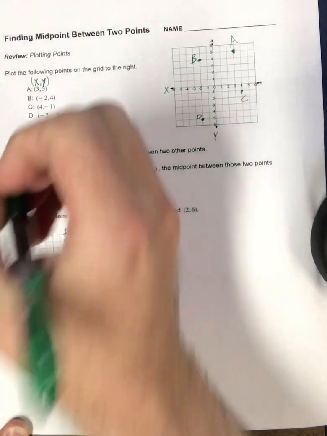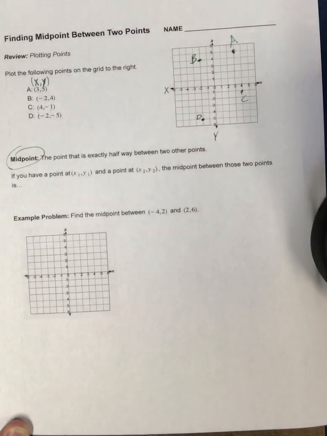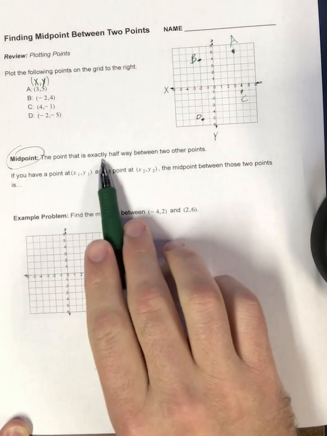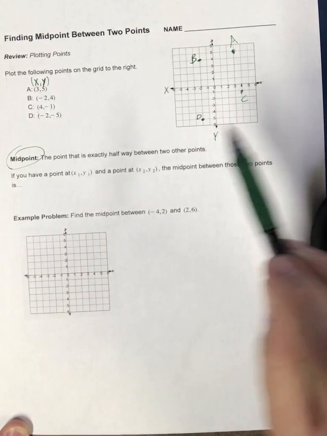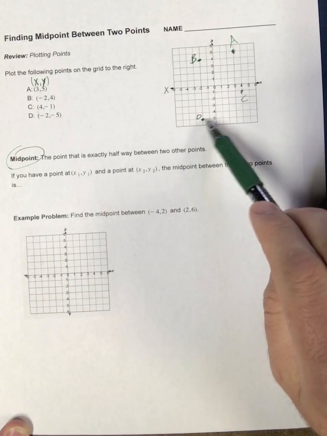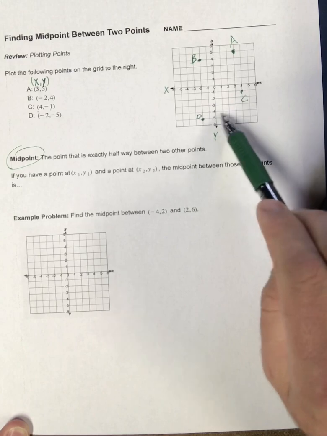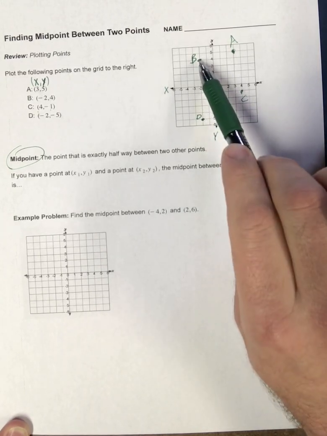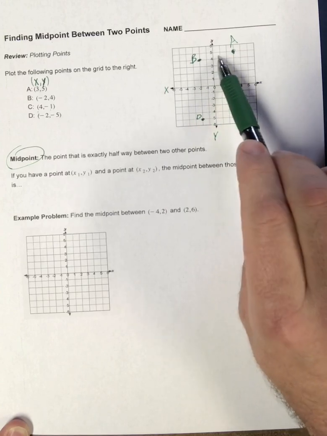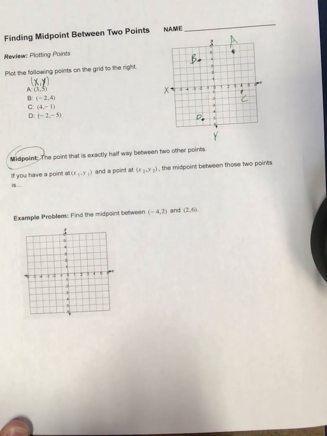Okay, now for what a midpoint is. A midpoint is a point that is exactly halfway between two other points. So if I wanted to find the midpoint between this point and this point, it would be somewhere around here, halfway between those 2 points. The midpoint between A and B up here would be somewhere around here, halfway between the 2 points. There's a specific formula you can use to get there.